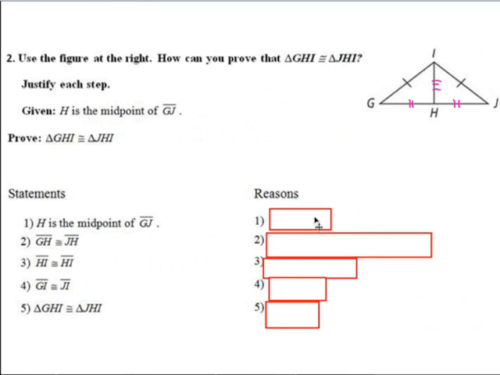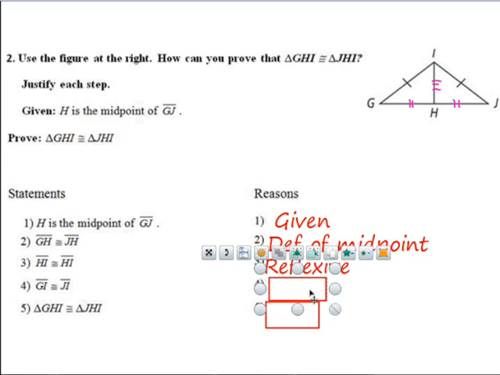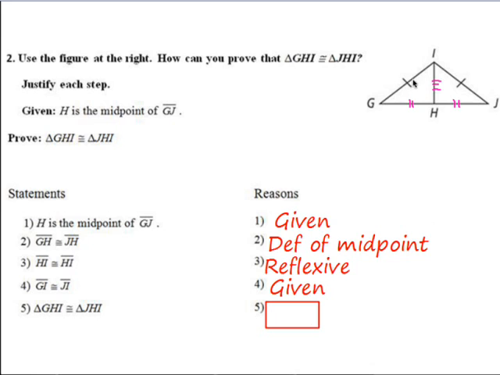Here we got given. This was the definition of midpoint again. That's the reflexive property. Here, that was part of the given. It was part of the diagram. And side, side, side.